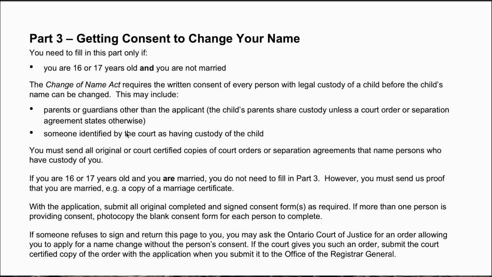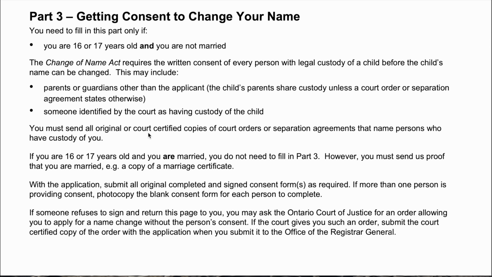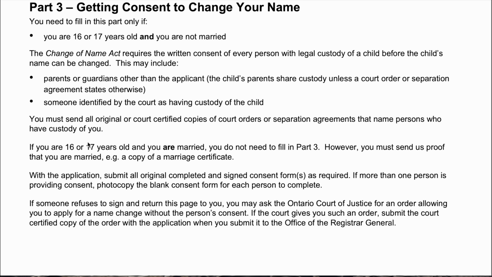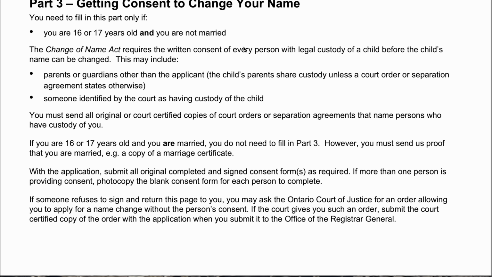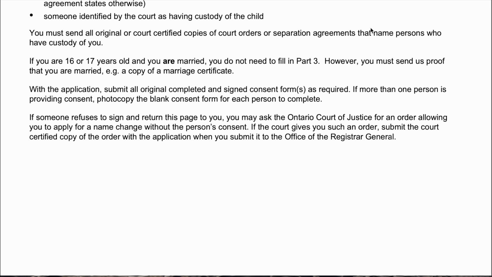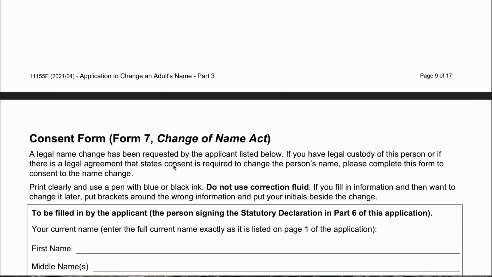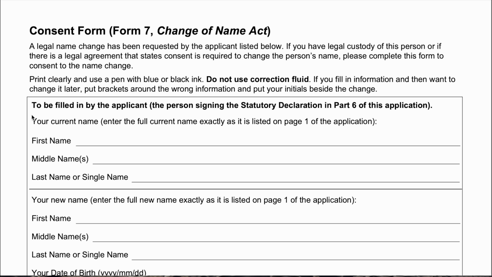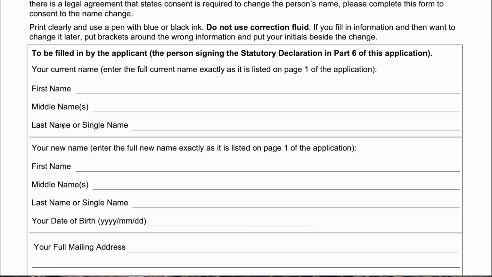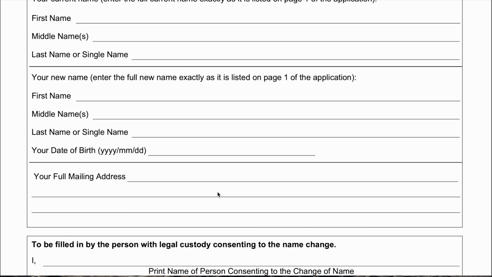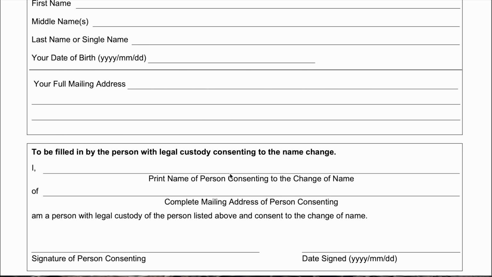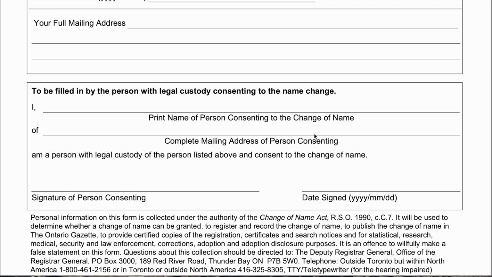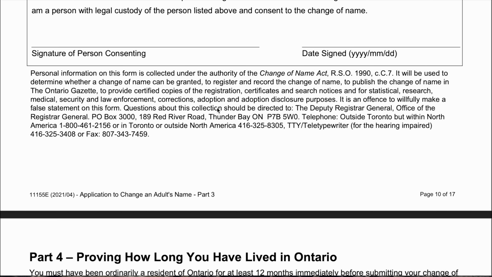But you have to show that you are married by showing a copy of your marriage certificate. But if you are 16 or 17 and not married, then you have to send the consent of every person with legal custody. So you have to send all the original documents with this form. Here is the form, where you fill in your current name, your new name, and your mailing address so that it can be sent back to you. And this will be filled in by your guardian, your parent or legal guardian.